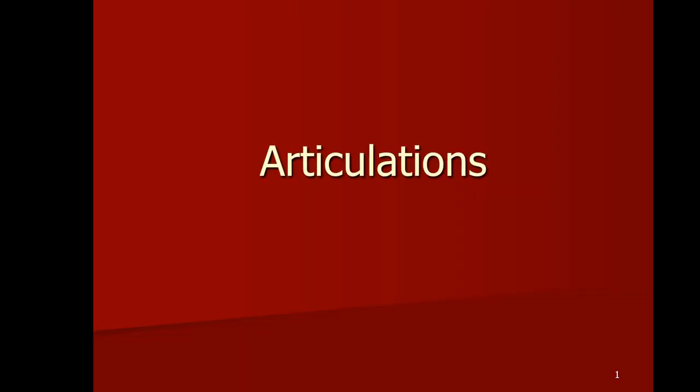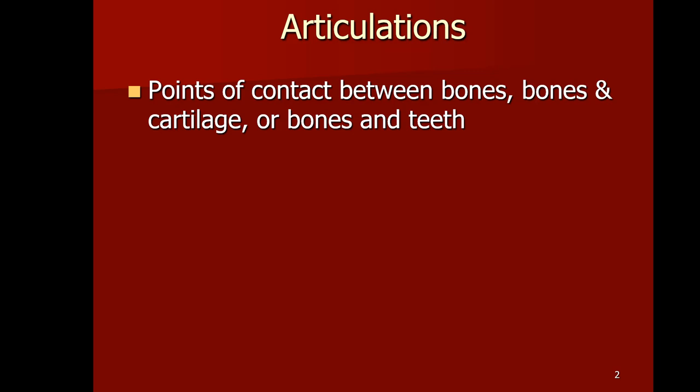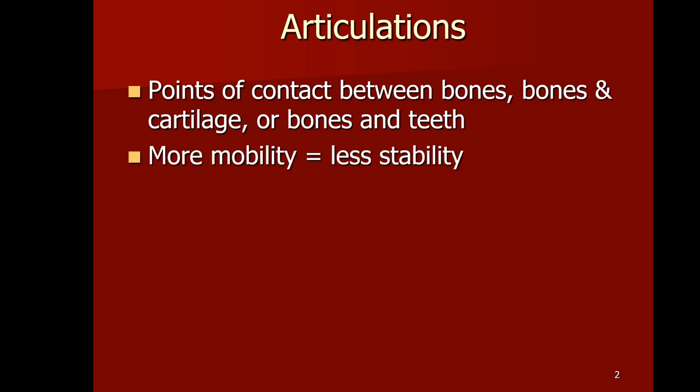All right, this next lecture is going to be on articulations, or also just commonly called joints of the body. Articulations are points of contact between bones and bones, or bones and cartilage, or it could be even bones and teeth. A general rule of thumb is the more mobile a joint is, the less stable it is. If you compare the shoulder to the hip, the shoulder is a lot more mobile, but it's less stable. The hip is a lot more stable and it's less mobile.